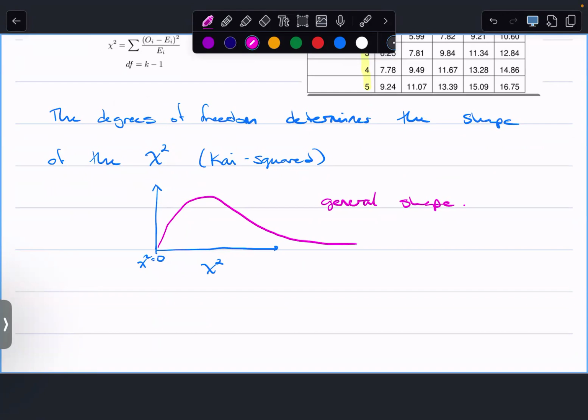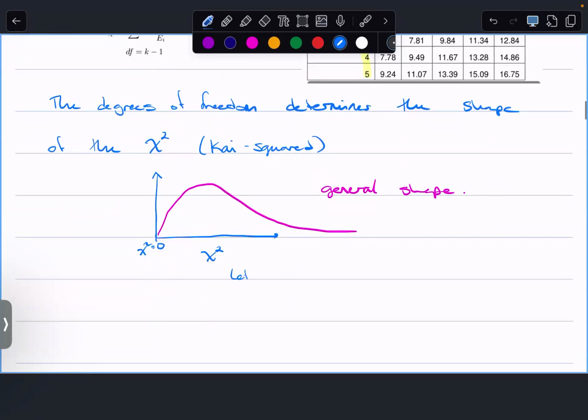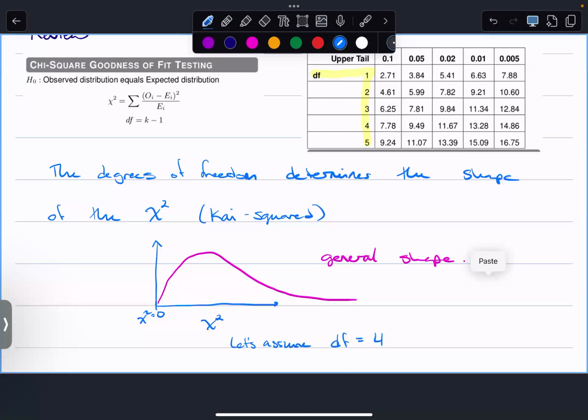So the general shape, let's assume, maybe for this, and maybe I'll put it down here, degrees of freedom equals 4. We did briefly touch on it, but the degrees of freedom is the number of categories that you have minus 1. Okay? And it's on your formula sheet, so it's not too bad. But you do need to remember what K is. K is the number of categories.